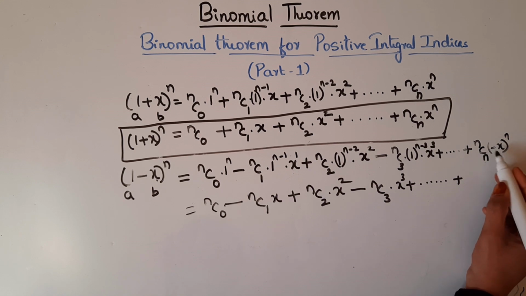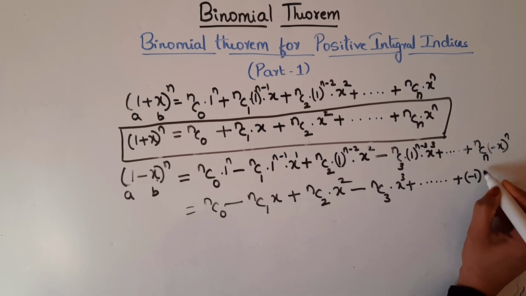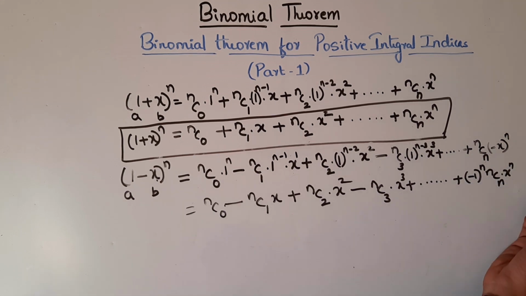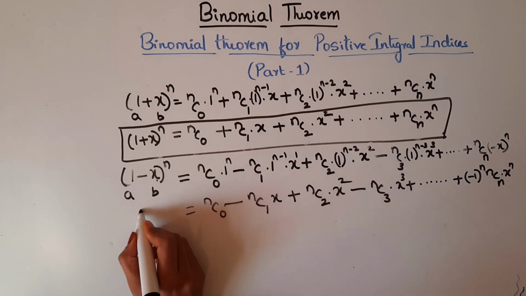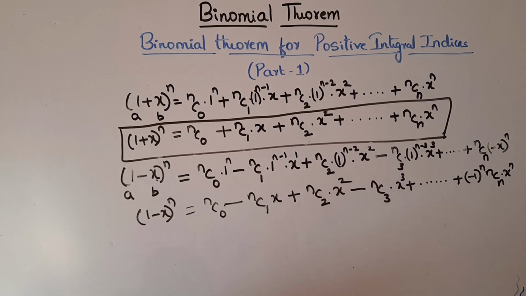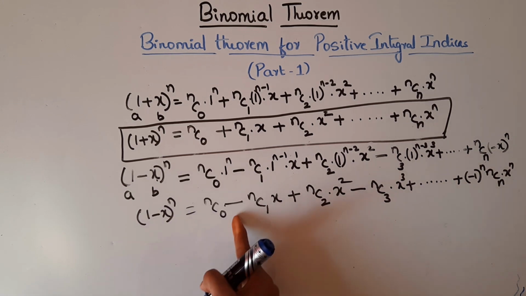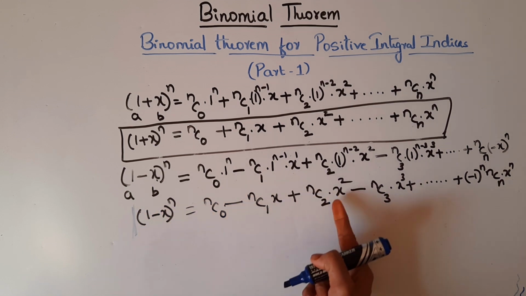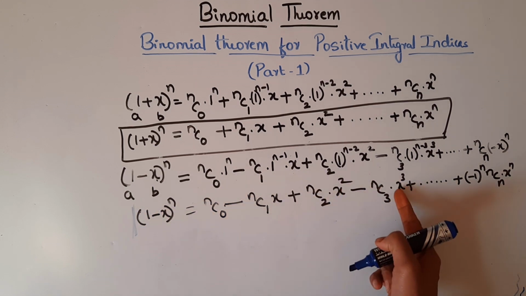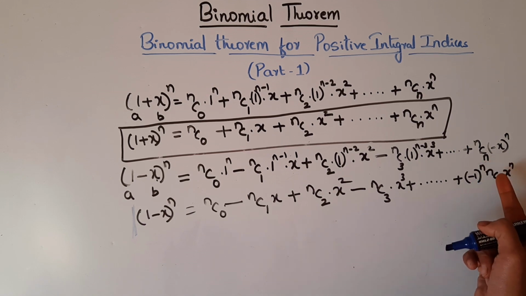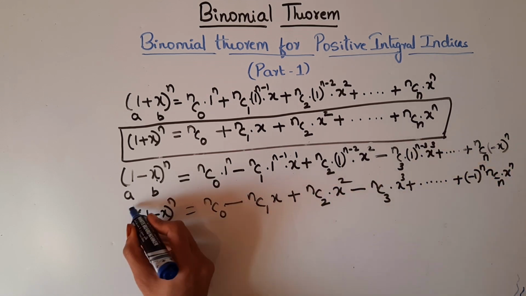So I can keep minus 1 to the power n outside, right? NCN into x power n. So therefore (1 minus x) to the power n is equal to NC0 minus NC1 into x plus NC2 into x square minus NC3 into x cube, and so on, plus (minus 1) to the power n into NCN into x power n.